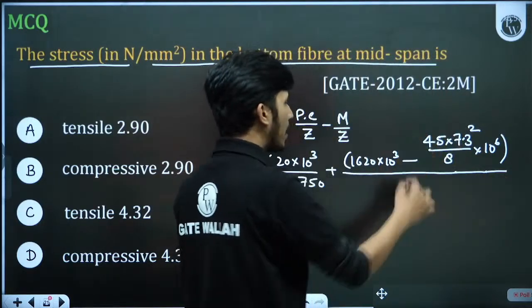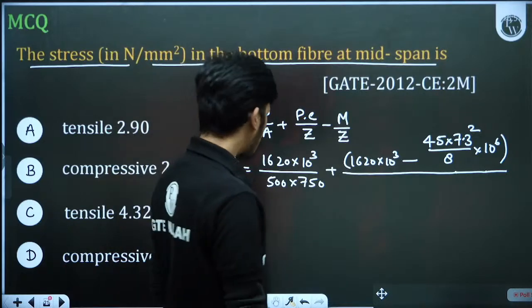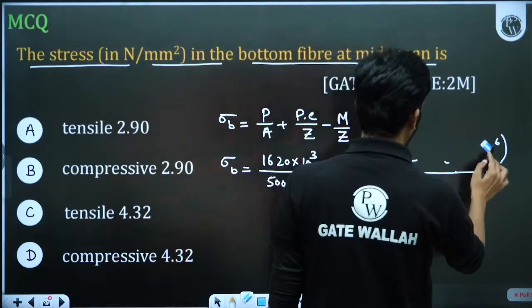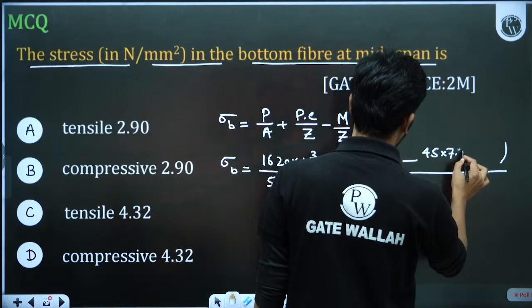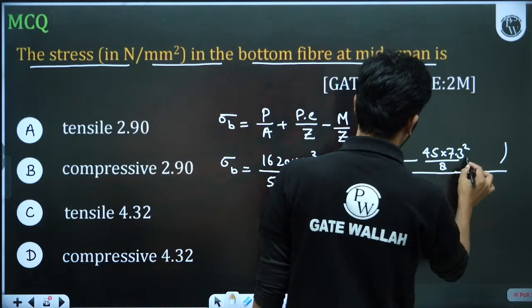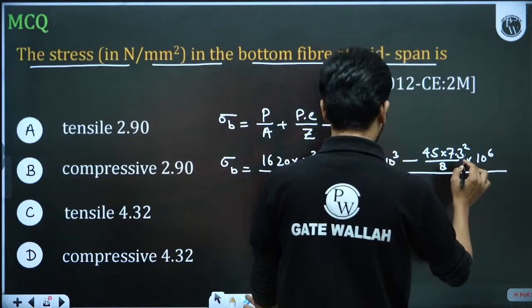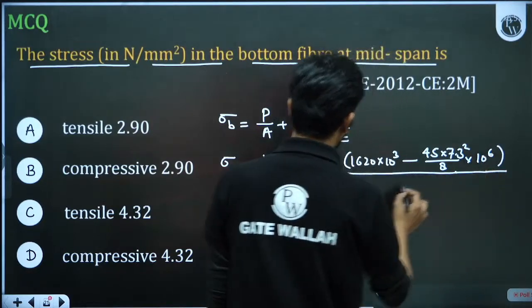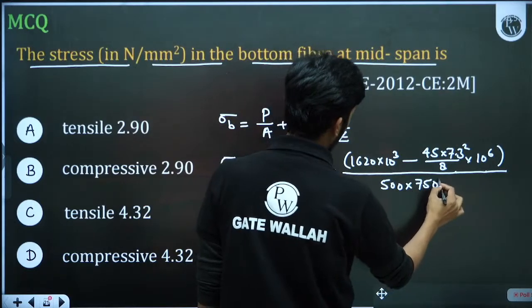So first we have calculated moment in kilonewton meter, then we have converted into Newton mm. So 45 into 7.3, let us write down here. 45 into 7.3 square divided by 8 into 10 raised to power 6. That will be the moment in Newton mm. Divided by Z. Z will be 500 into 750 square divided by 6.